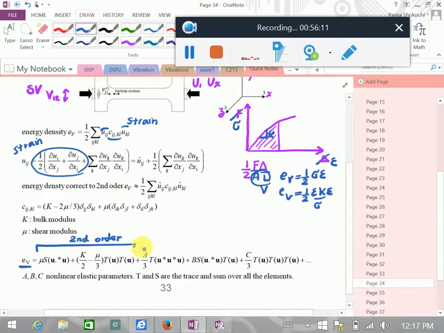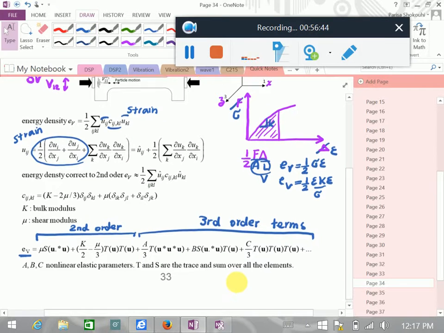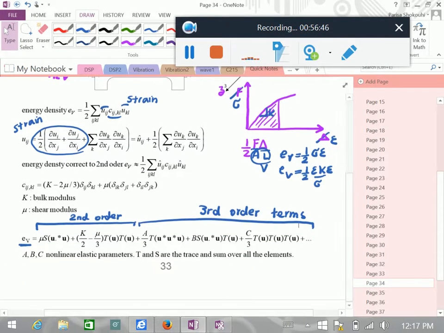Now, if you write the third order terms, we are still ignoring the fourth and fifth and sixth, right? If we take into account the third order terms, we can explain acousto-elasticity, and this is what I want to show you. Now, let's focus on this expression for energy density. U here is a strain tensor.